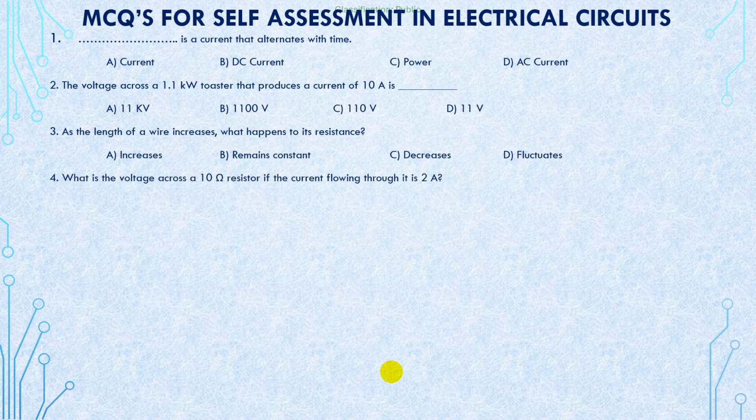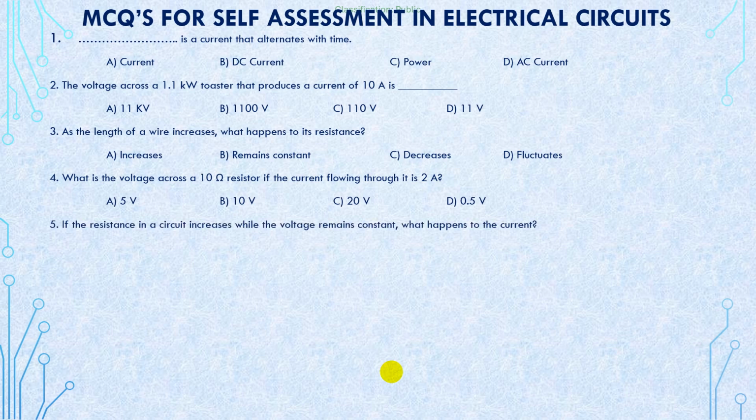What is the voltage across a 10 ohm resistor if the current flowing through it is 2 amperes? It's Ohm's law, right? So V is equal to I R. So voltage is 10 multiplied by 2, so it's 20 volts. C is the answer. Starting will be simple only, later it will get harder.